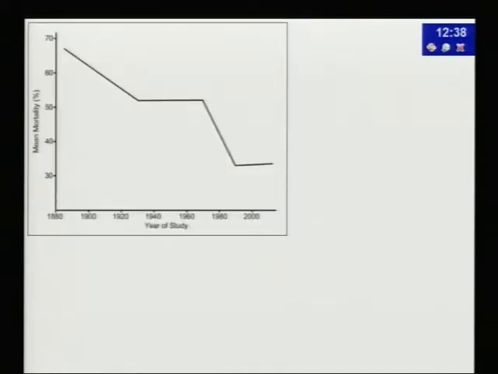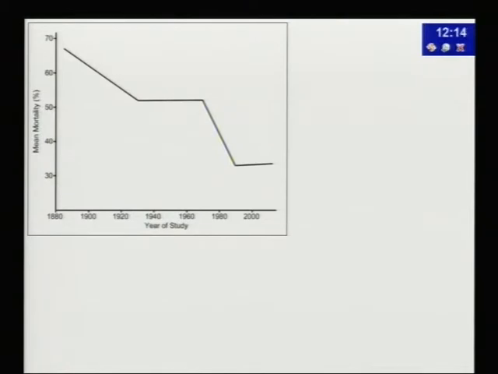This first slide is from a paper published a few years ago that looked at the mortality rates of all the published studies on severe TBI. You can see a stepwise decrease in mortality rates being reported by leaders in the field, from the US, Europe, all over the world. Right around 1965, there's a precipitous drop in the mortality rates reported.